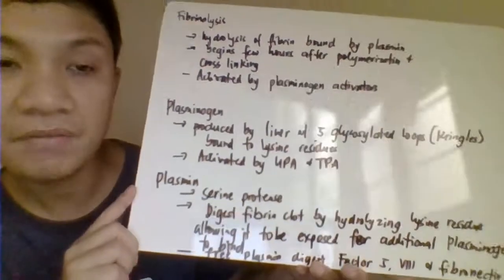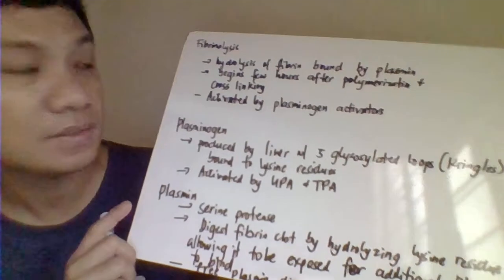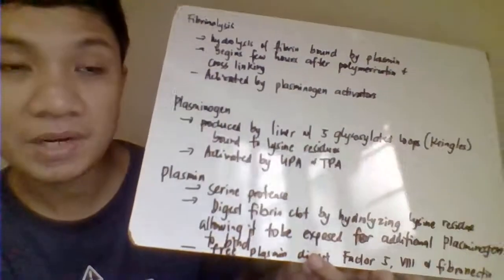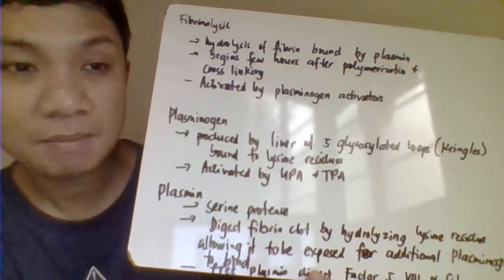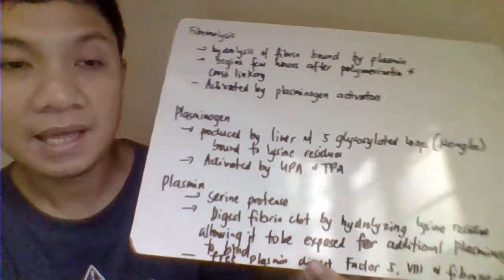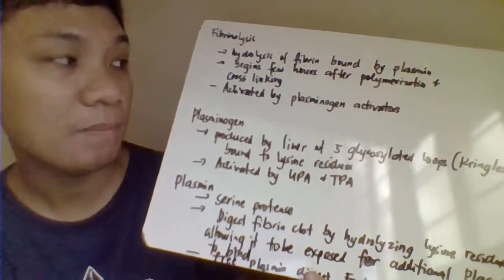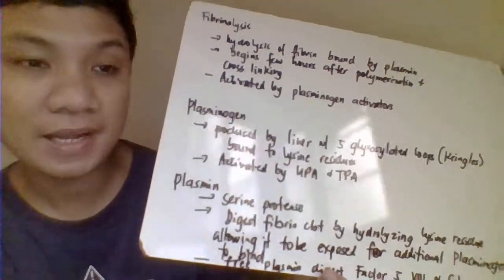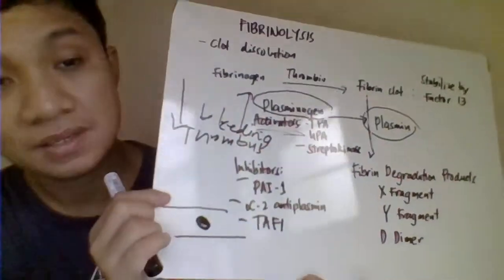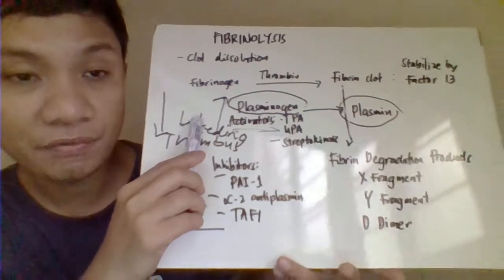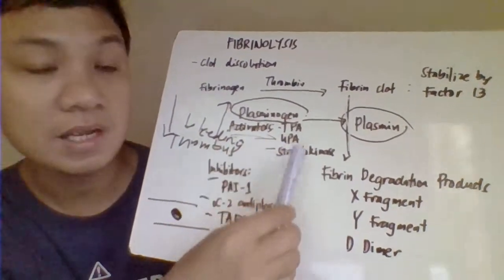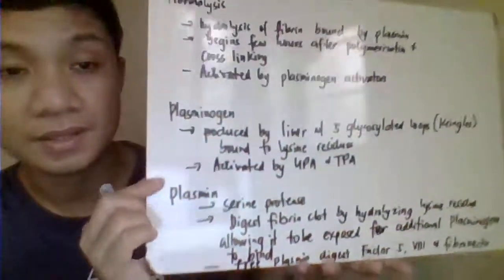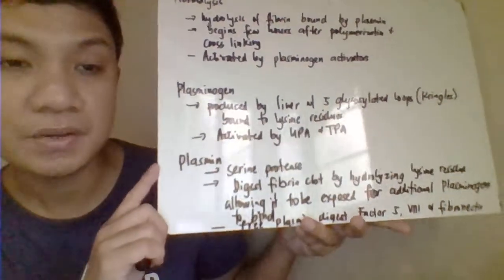Okay, so again, we have your plasminogen. Your fibrinolysis again occurs a few hours after the stabilization of your clot, and that is done by our plasmin. As we have discussed, your plasminogen, in order to be converted to your plasmin para ma-dissolve ang clot natin, needs the activators. Okay, then we have the plasminogen.